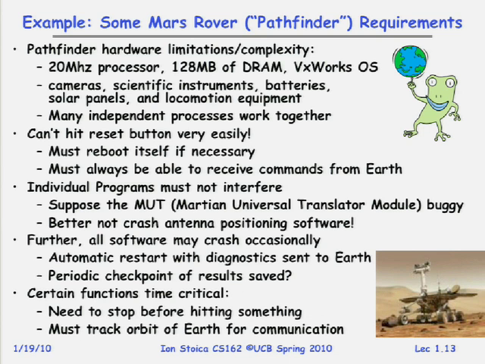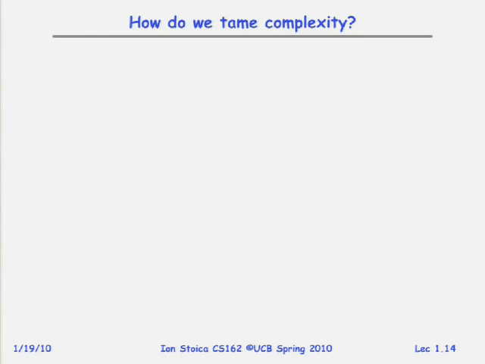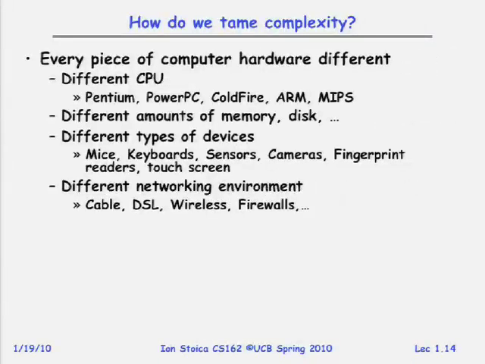Okay. But you could see from this example how many challenges you need to answer when you try to design an operating system for only one application. And this application was gather information from Earth and send back to Earth. So how do we tame the complexity? And when I say complexity, what do we mean?